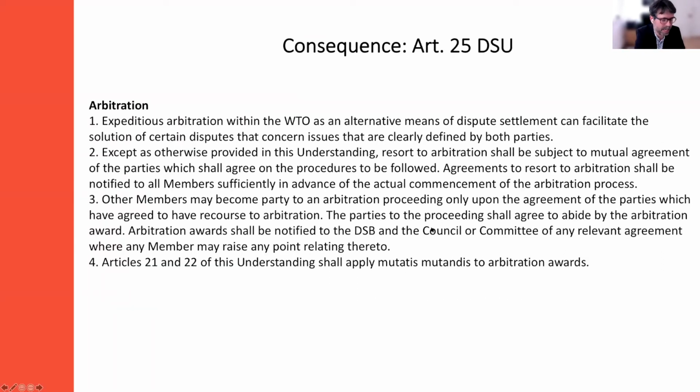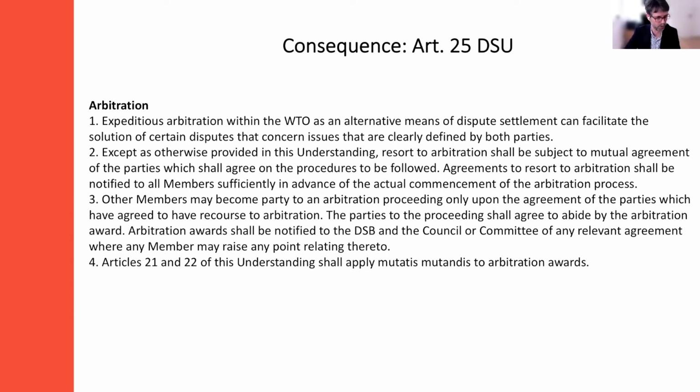The first thing is, the MPIA is a tremendously creative piece of lawyering that is based on an existing provision of the dispute settlement understanding. The DSU allows for arbitration as an alternative means of dispute settlement. So expeditious arbitration within the WTO as an alternative means of dispute settlement can facilitate the solution of certain disputes that concern issues that are clearly defined by both parties. Arbitration exists, it just was very, very rarely used.